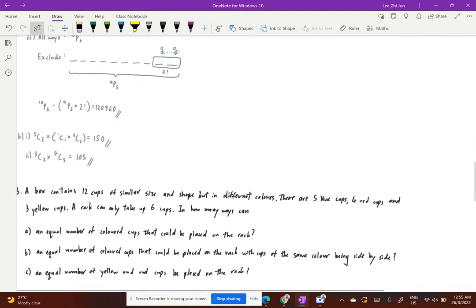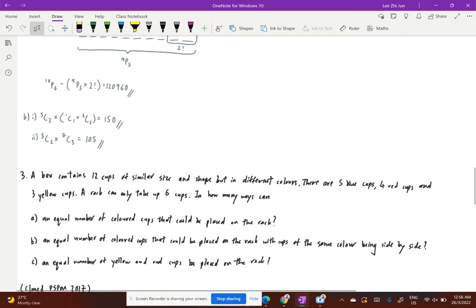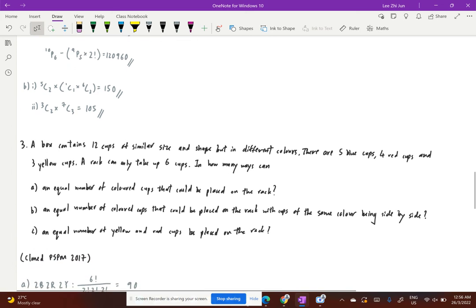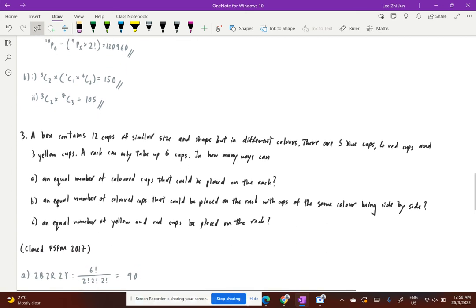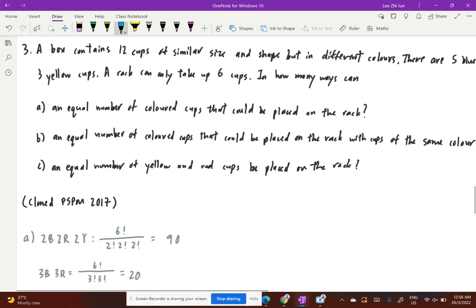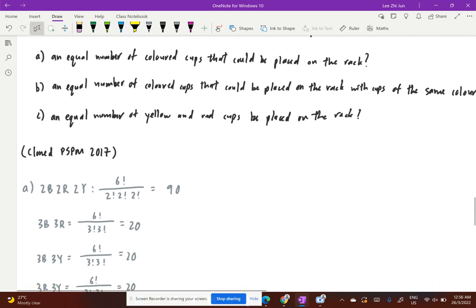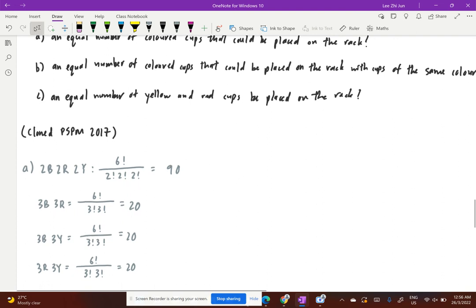So a box contains 12 cups of similar size and shape but in different colors. There are 5 blue cups, 4 red cups, and 3 yellow cups. A rack can only take up 6 cups. In how many ways can an equal number of each color of cups be placed on the rack? This was PSPM 2017. It was a hot question. So an equal number of each color can be 2 blue, 2 red, 2 yellow, they are equal. Or 3 blue, 3 red, or 3 blue, 3 yellow, or 3 red, 3 yellow.